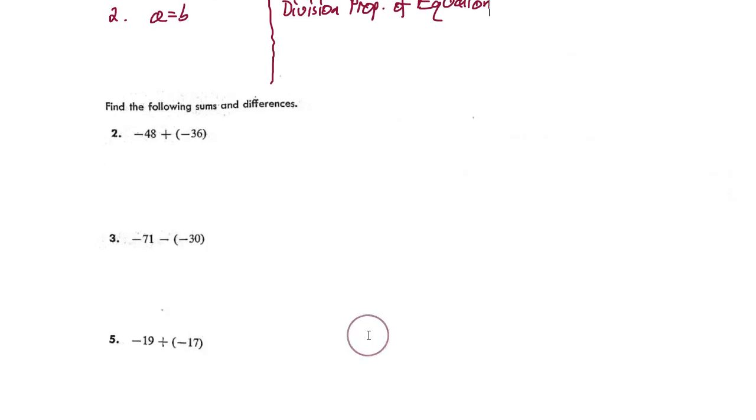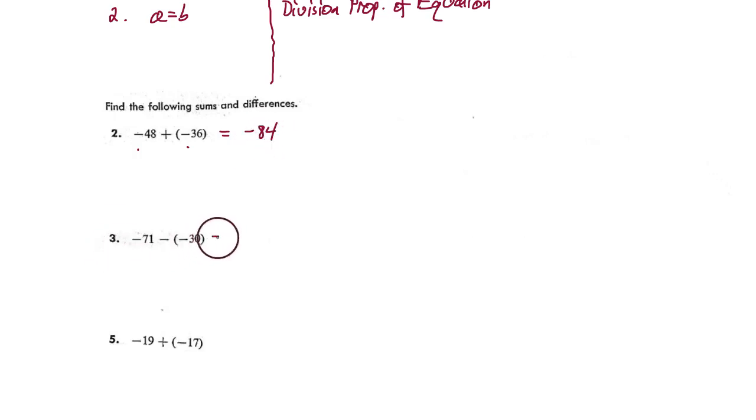Next, find the following sums or differences. So number 2, this is simply adding 2 negative numbers together. Because there are no variables, you could type it in the calculator, or you can add them by hand. A negative number plus a negative number is a negative answer. Then add the 48 plus 36. That makes an 84. So the answer is negative 84.